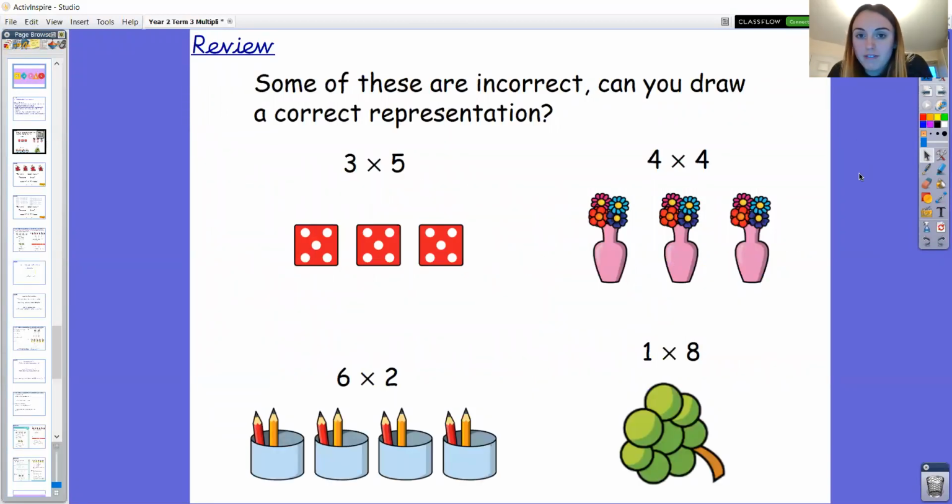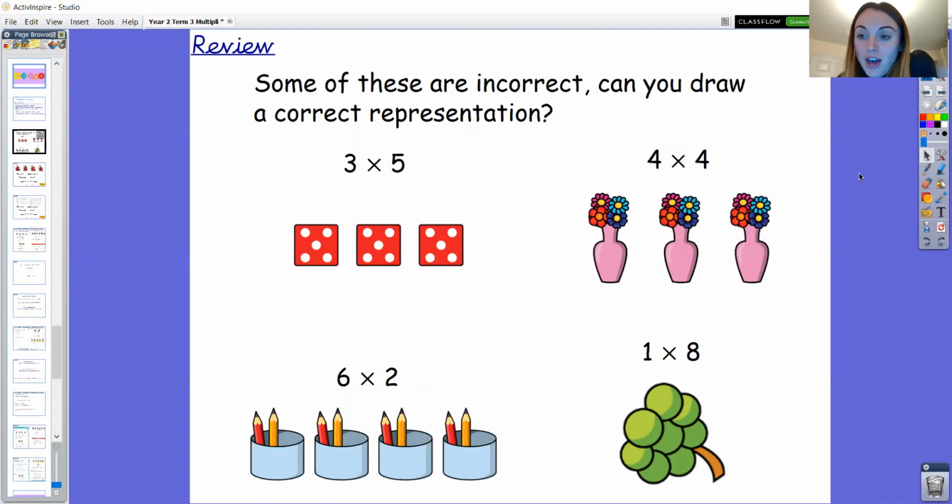So first of all, during our review phase of the lesson, the question says, some of these are incorrect. Can you draw a correct representation? So what I'd like you to do is pause the video here, have a look at the multiplication, look at the pictures alongside them, and first of all, spot which representations are incorrect. Once you've spotted them, I'd like you to see if you can draw the picture again to match the multiplication correctly.